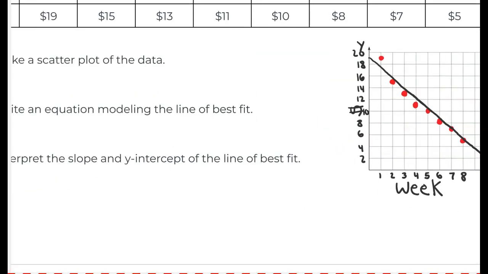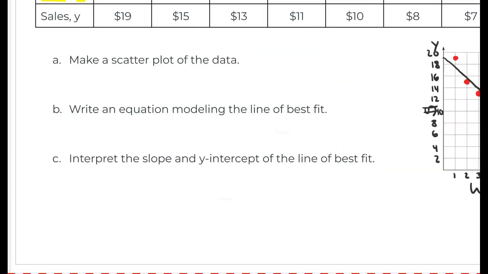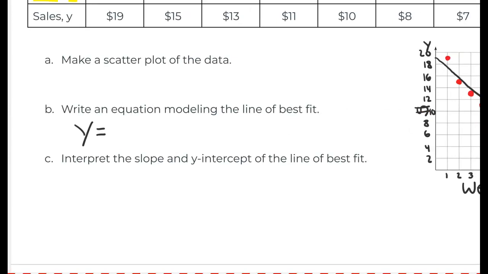So an equation for this line could be y is equal to negative 2x plus 19. Again, y equals mx plus b. Our slope, -2. On average, sales are going down by 2 each week. And we're starting, 19 was our starting sales amount.